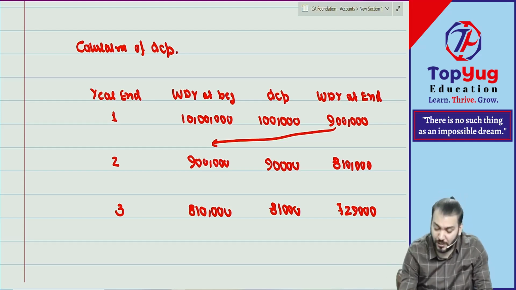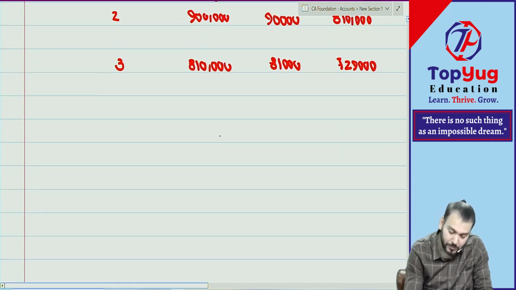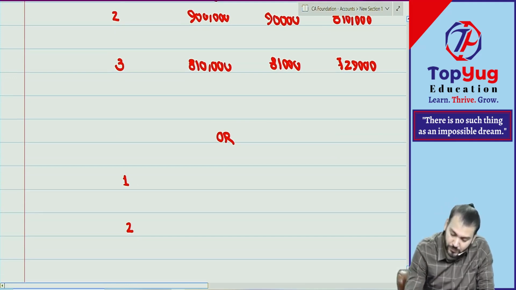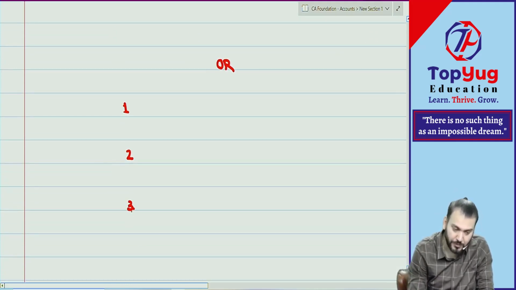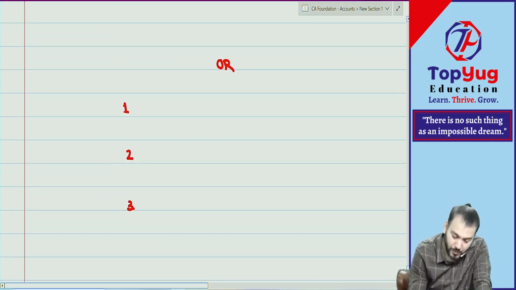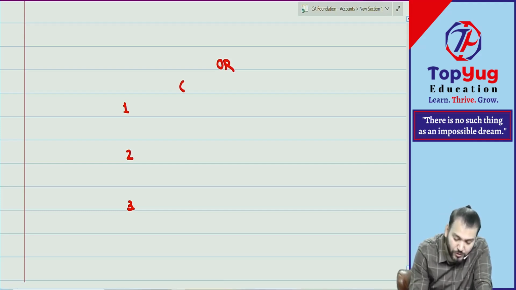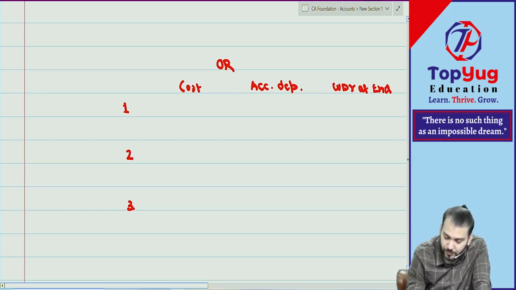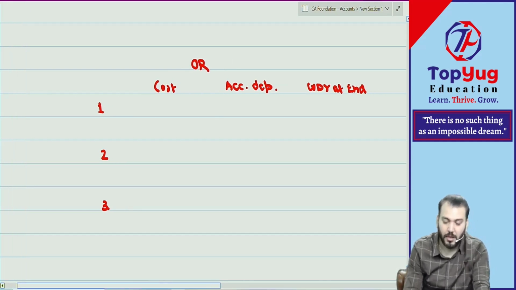But can I say we can do it in this way also? Year 1, 2, 3. I will write: cost, accumulated depreciation, and WDB at year end. Understood? Have you understood?